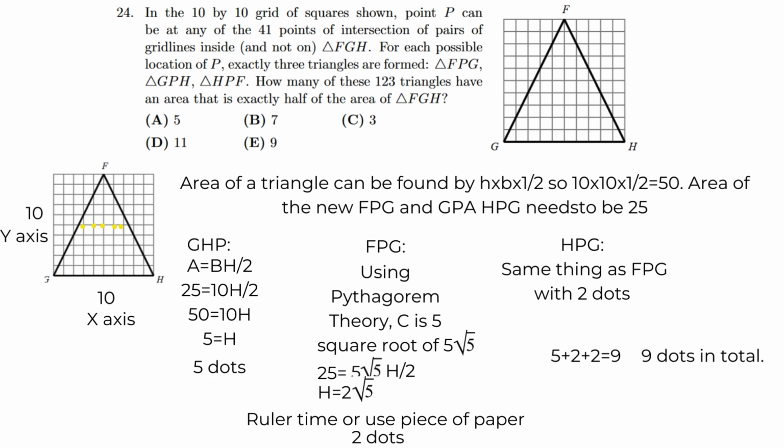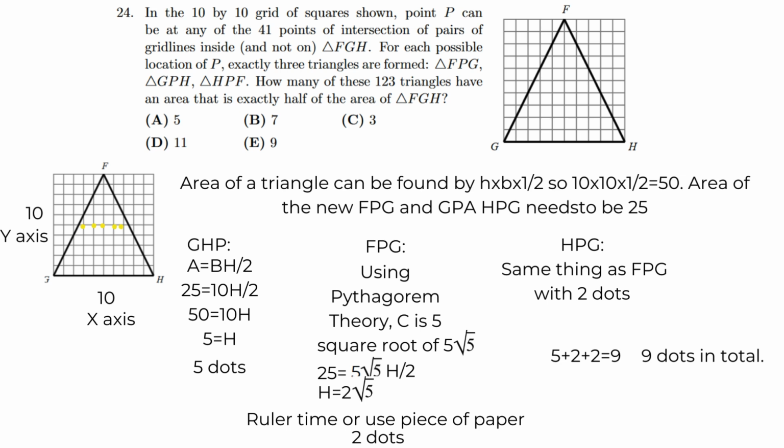Now fill in the numbers like we did with GHP. Area needs to be 25, and the base is 5 square root of 5. So we make the equation 25 equals 5 square root of 5 times height divided by 2. Now we just do the same thing, multiply by 2, and if you figure it out, h equals 2 square root of 5.